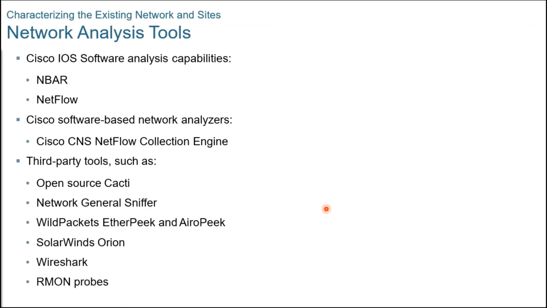Examples of those are the open source Cacti, the Network General Sniffer, WildPackets EtherPeek or AiroPeek, the SolarWinds Orion, and Wireshark, which is a very popular tool. And RMON probes, remote monitoring probes, can also be used to support traffic analysis. So the following section includes examples of those tools.